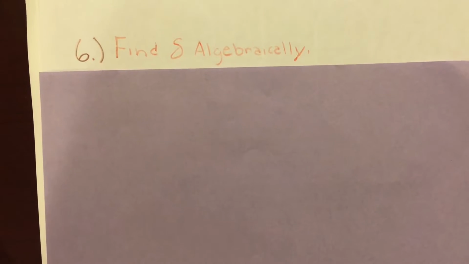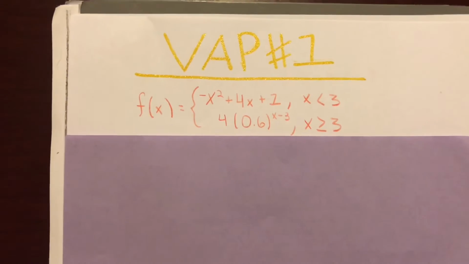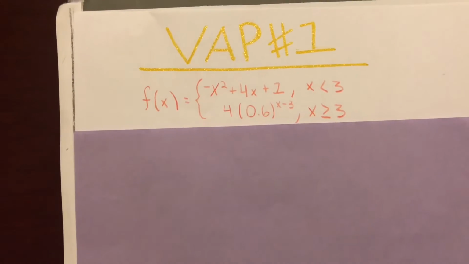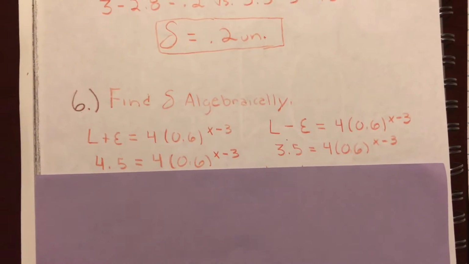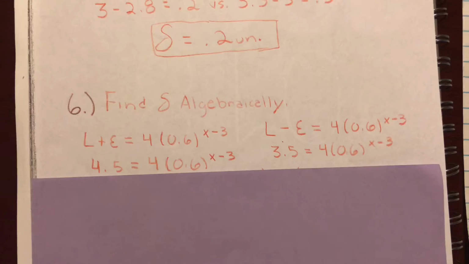Previously, we found delta graphically, now we will find it algebraically. To find delta algebraically, we must refer back to the function that we were given and take a part of the function and set it equal to our limit plus epsilon and our limit minus epsilon. For this example, I put my limit plus epsilon and limit minus epsilon equal to the part of the function that is 4 times 0.6 to the x minus 3 power.